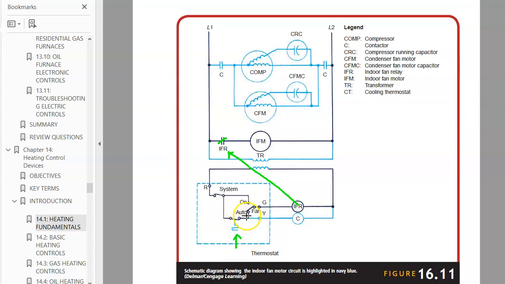This line will have electricity and go towards the indoor fan relay, which will be energized and close the indoor fan relay contactor. When this is closed, then you have the indoor fan motor, and the indoor fan motor will turn the fan.